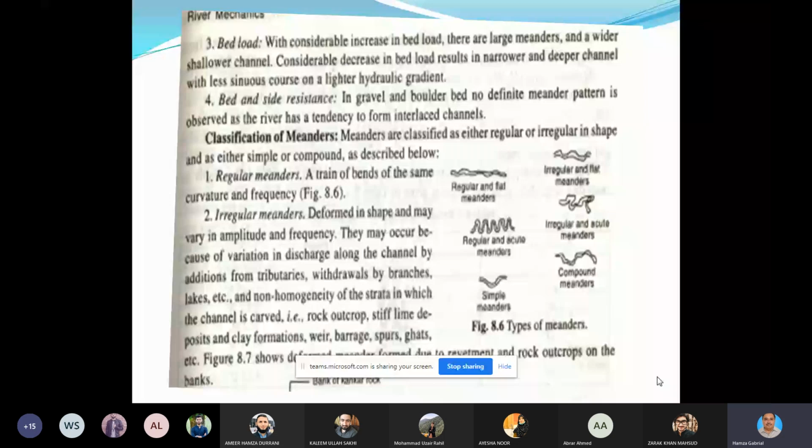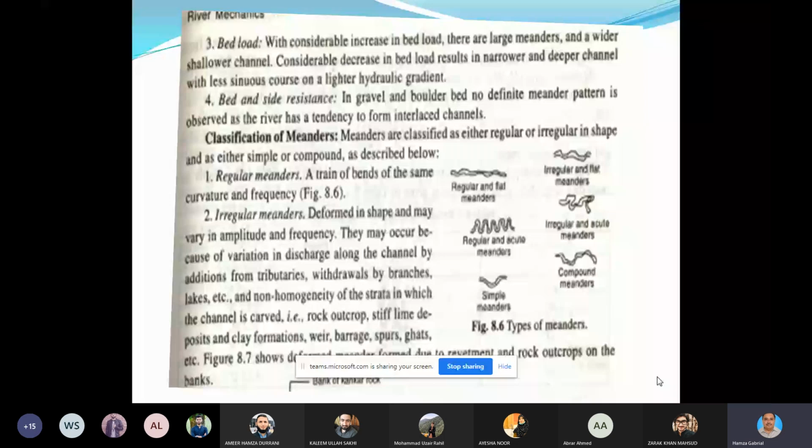If the discharge remains constant and there is no addition or subtraction from the main channel itself, then it will exhibit meanders of the same curvature and frequency, and those we call regular meanders. But if the discharge changes, then it may result in irregular meander formation.